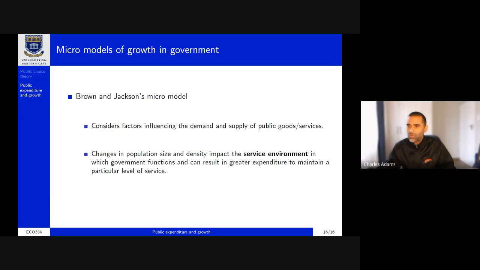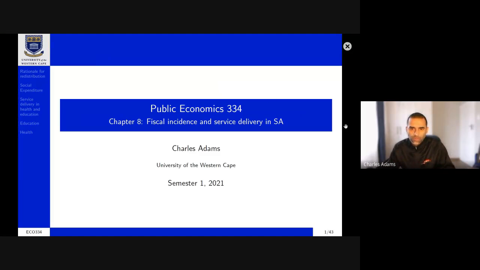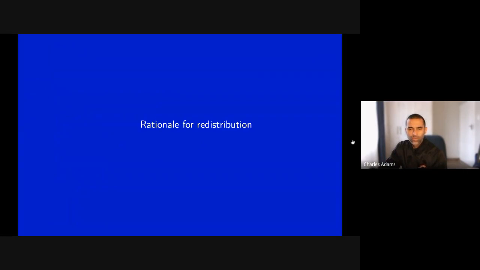So I think let's just swiftly move into chapter 8, which I'd like to complete today as well. Right, so chapter 8 deals with fiscal incidence and service delivery in South Africa. So this is basically an overview of service delivery in South Africa, a very general overview, but for two main activities, which are health and education. There is a little bit of theory that we will go through in terms of social expenditure. And then we'll just do a general overview of service delivery in education and health in South Africa: current status and how we got there.